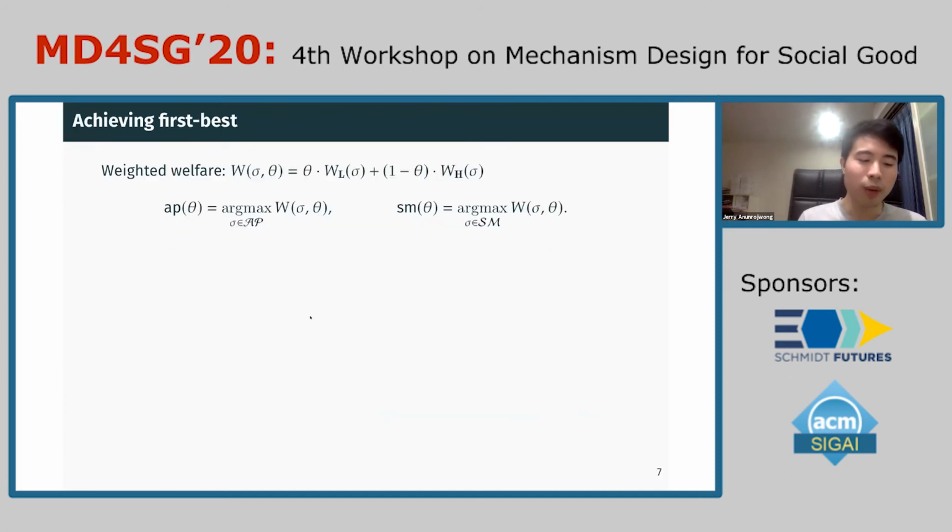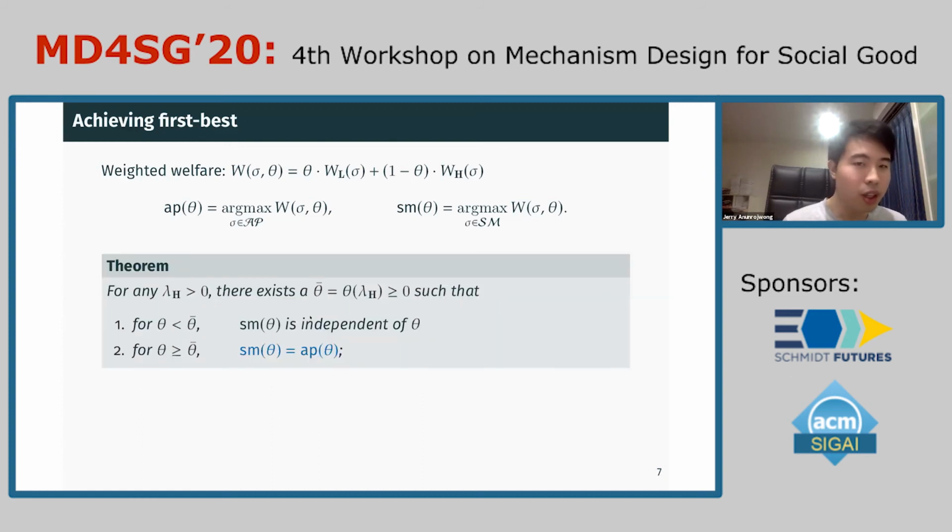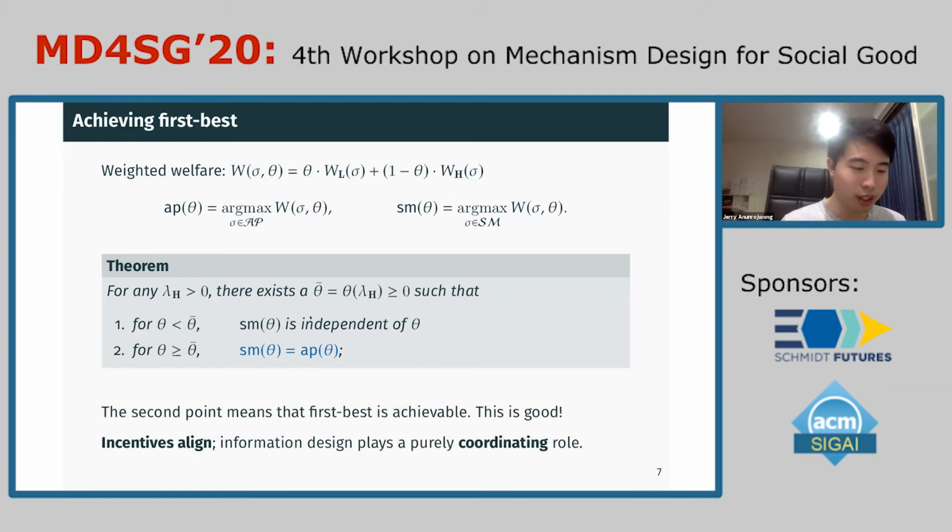Now we compare with first best. We first define the weighted welfare to put weight theta on the low type and 1 minus theta on the high type. The corresponding optimal admission policy is AP theta and signaling mechanism SM theta. We can prove that there is a theta bar such that for theta lower than this, the signaling mechanism is independent of theta. And for theta higher than this, the signaling mechanism achieves first best. This means that for some regimes, the signaling mechanism achieves first best.